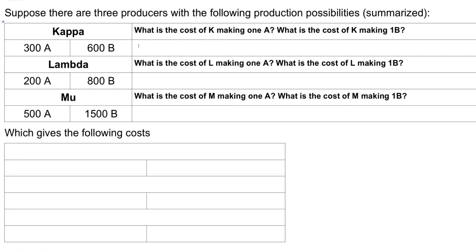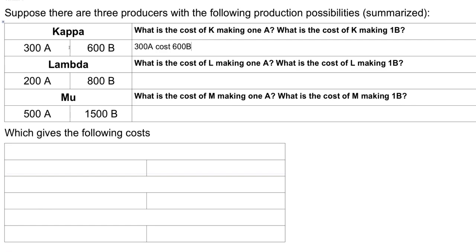Well, that kind of question starts with the assumption that we know that the opportunity cost of making 300 A's, if kappa makes it, is 600 B's. Because the way this is set up, we're assuming that if the extreme is done, that you do nothing but make A, kappa makes nothing but A, then they're giving up making the 600 B.